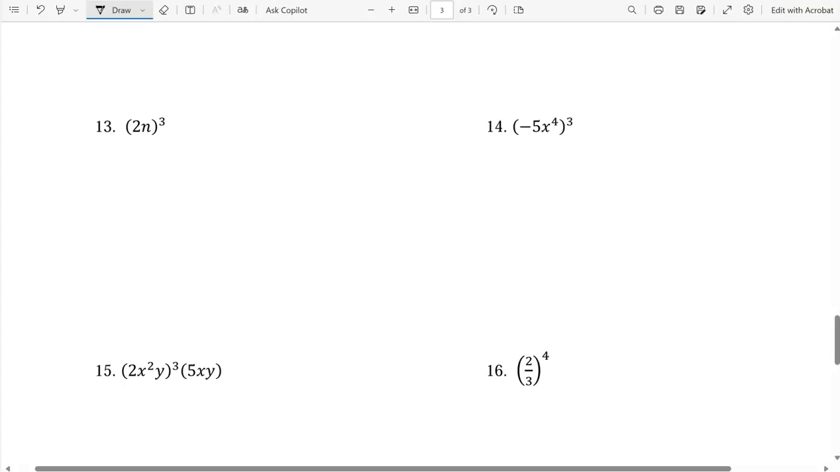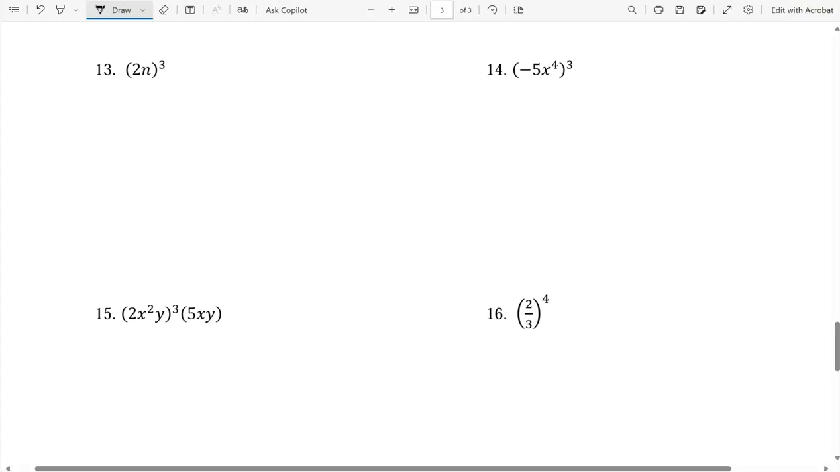Hey, welcome back to our third video for notes number 18, where we are going to continue talking about exponent rules. In this video, we're going to look at how to distribute an exponent across multiplication or division, and we're also going to look at combining all the different rules for exponents.